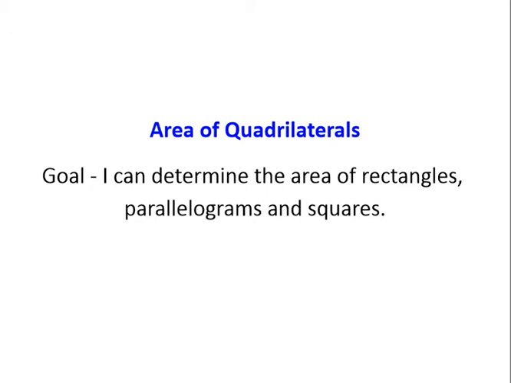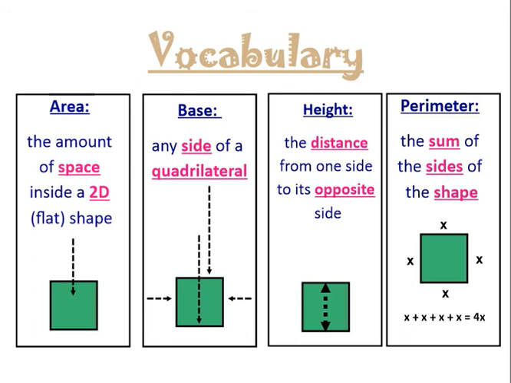That's because the formula for trapezoids is a little bit more complicated than the ones that we're going to work with today. So we're going to do trapezoids in its own separate lesson. Your goal for this lesson is: I can determine the area of rectangles, parallelograms, and squares. For this lesson, we're going to jump back and forth between the area formula sheet and your notes, so have both of those handy. We're going to start off with your notes though.